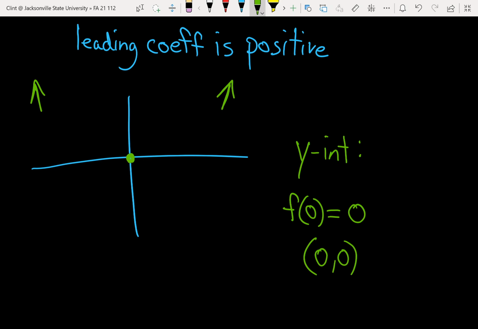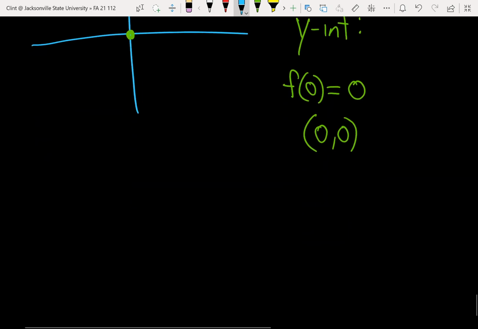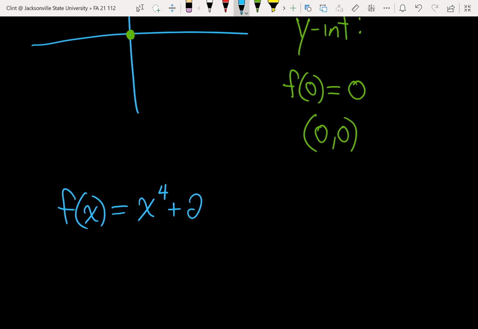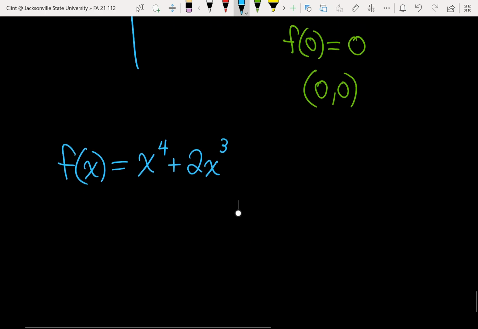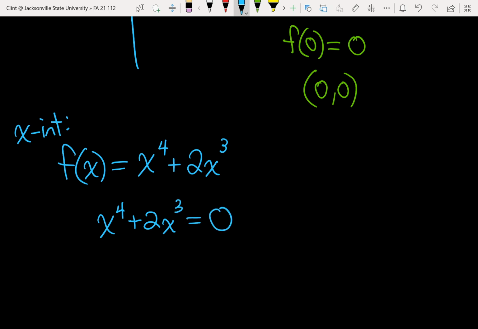And let's try to find x-intercepts. That part's a little bit trickier here because it's not factored already for us. I'm just copying down the function again, it was x to the 4th plus 2x to the 3rd. Once our degree gets bigger than 2, we don't have as many methods for trying to solve these things. Since I'm trying to find x-intercepts, we're going to take x to the 4th plus 2x to the 3rd and set that equal to 0 and solve for x.